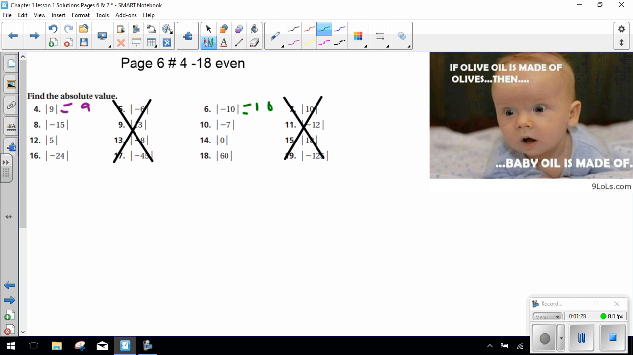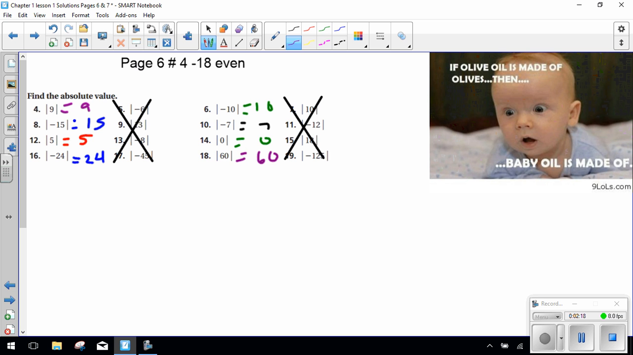Sorry, handwriting's a little rough on here. Number 8, the absolute value of negative 15 is 15. Number 10, the absolute value of negative 7 is 7. I don't know what that was. Let's fix it up. Equals. Okay, number 12, the absolute value of 5 is 5. Number 14, the absolute value of 0 is 0. Number 16, the absolute value of negative 24 is 24. Number 18, the absolute value of 60 is 60.